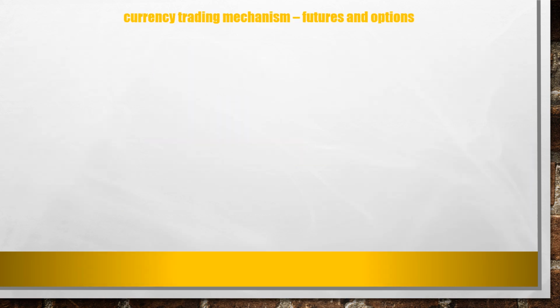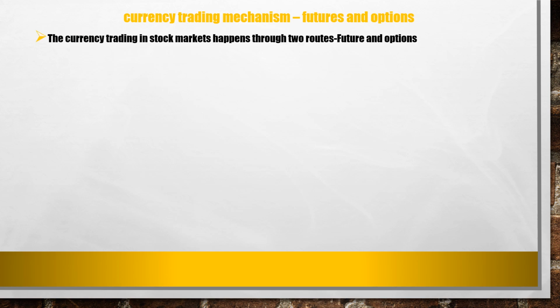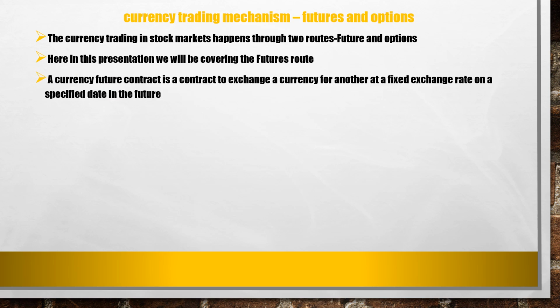Now let's examine how the currency trading mechanism works. The currency trading in stock market happens through two routes, futures and options. Here in this presentation, we'll be covering the futures route. A currency futures contract is a contract to exchange a currency for another at a fixed rate on a specific date in the future. The contracts are standardized and traded on the central exchanges.